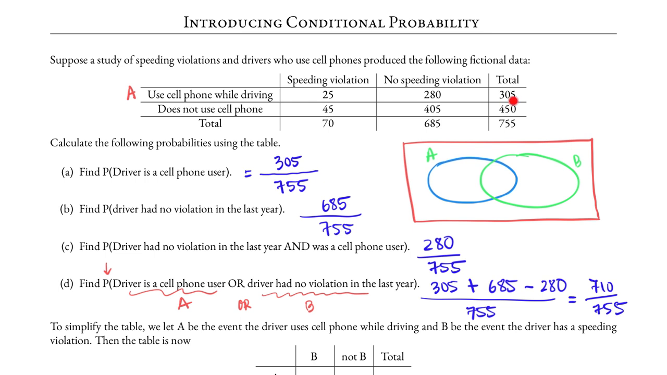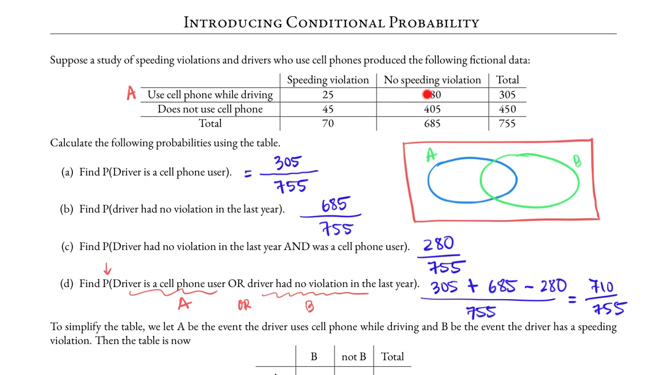There are 305 drivers who use a cell phone while driving. To get that number 305, we take 25 plus 280. So we use 280 once here. There are 685 drivers who got no speeding violation, and to get that 685, we took 280 plus 405. This time we use 280 again.